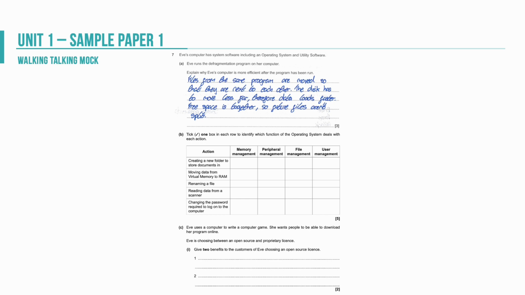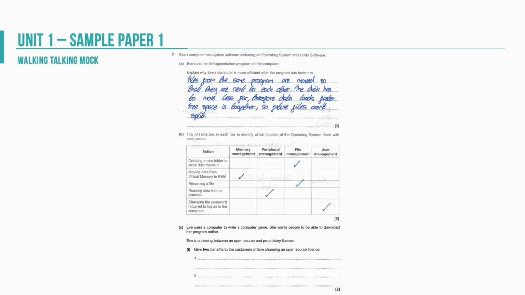Another tick box question. I've never seen this many tick box questions in a real exam, but tick 1 box in each row to identify which function of the operating system deals with each action. So we're given a number of different actions and then some features: memory management, peripheral management, file management, and user management. There are the answers for that one. It does say just 1 per box, so those are going to be the only correct answers that you'll have accepted as part of this one.